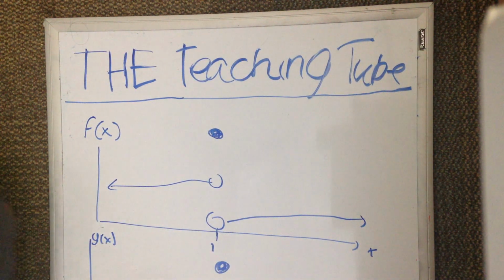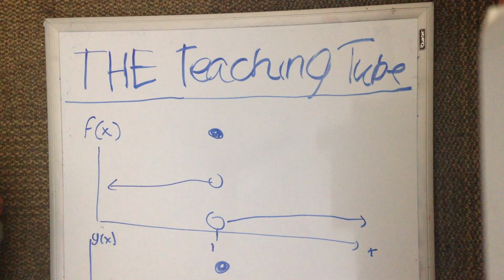What a limit tells you is what your function is tending towards at a specific point. Not a function's value, but what it's tending towards. And there's a left limit and a right limit, or a negative side limit and a positive side limit.